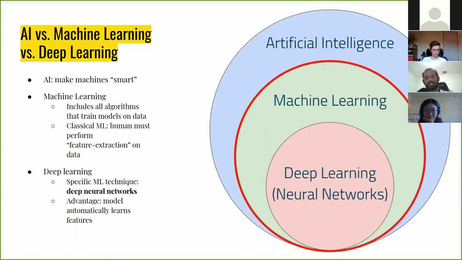The classic version of machine learning is humans doing the feature extraction on data. This puts a lot of effort on humans. How do we automate the feature extraction? This is where deep learning comes into play. Deep learning is a subset of machine learning. The advantage of having deep learning is that it automatically does feature extraction.